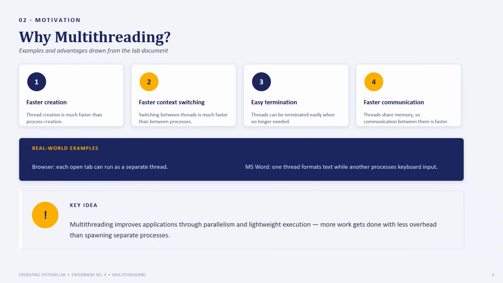Now let us see 2 real-life examples. In your web browser, every tab you open can run as a separate thread. In MS Word, one thread is formatting your text, and at the same time another thread is reading your keyboard input. So the key idea is this: multi-threading improves our application through parallelism and lightweight execution. This means more work is done with less overhead compared to creating separate processes.